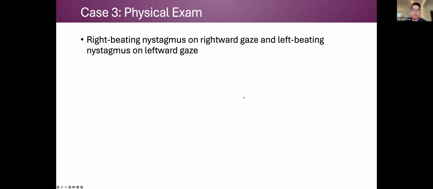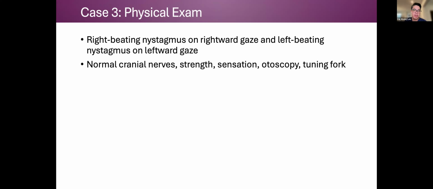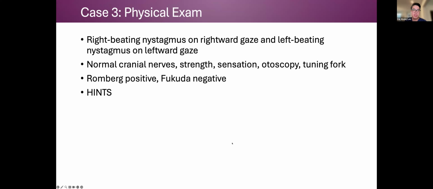And so you do the physical exam, and you see that there is spontaneous nystagmus, right beating on rightward gaze and left beating on leftward gaze. Otherwise, cranial nerves are normal, sensation is normal, tuning fork shows no hearing changes here. You do a Romberg test, which you find is positive, and then the Fukuda is negative. And like you mentioned, HINTS.